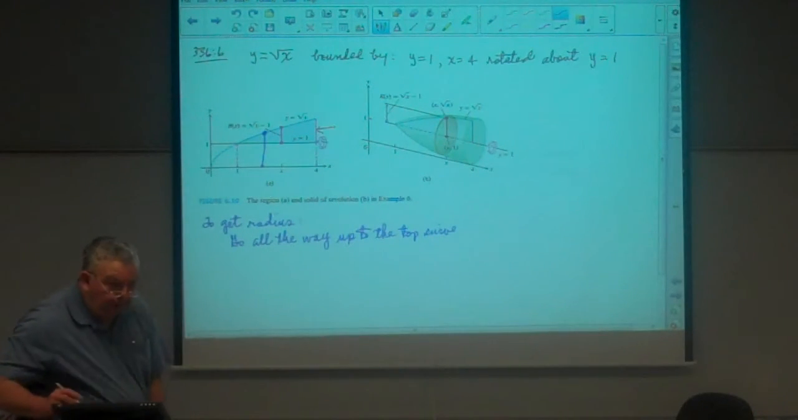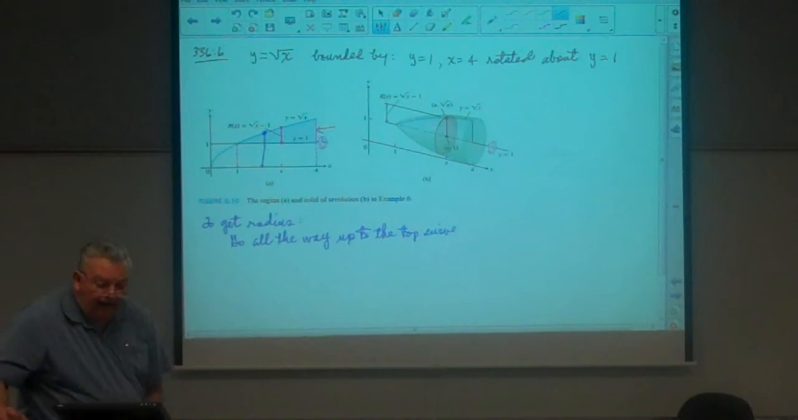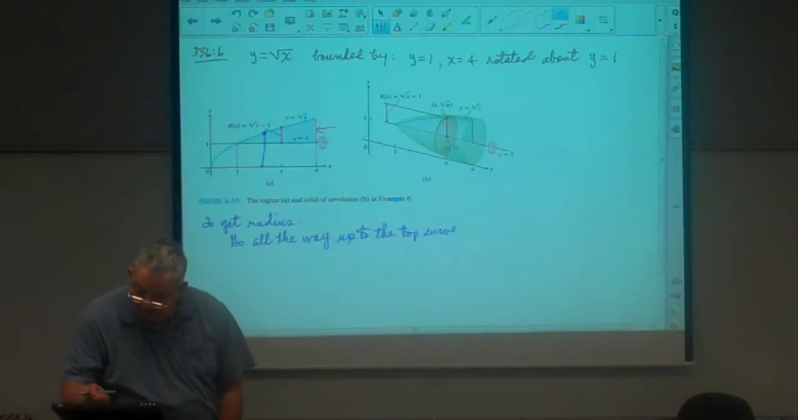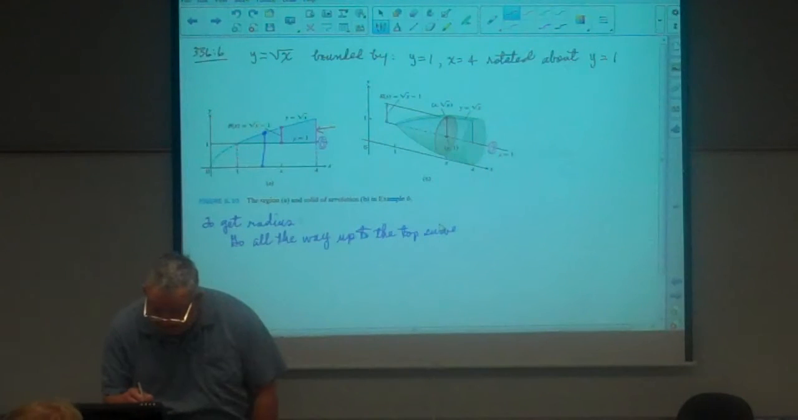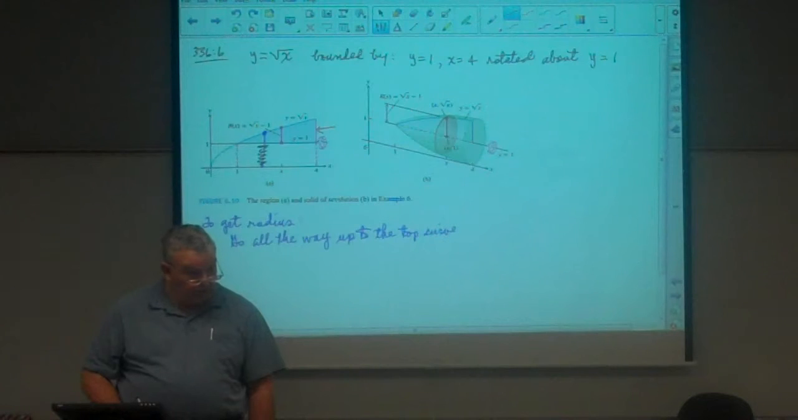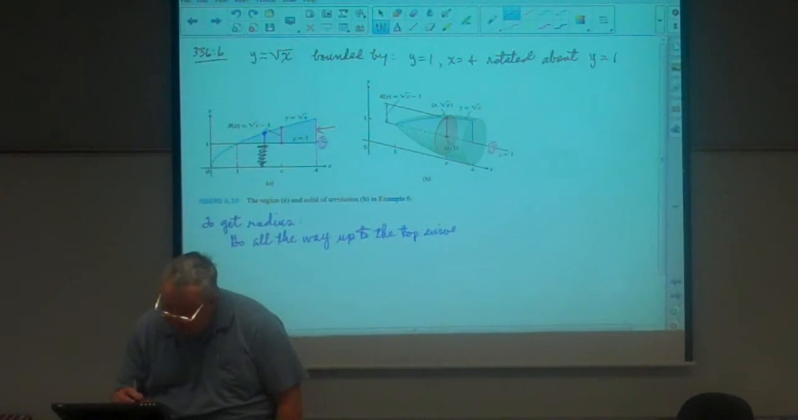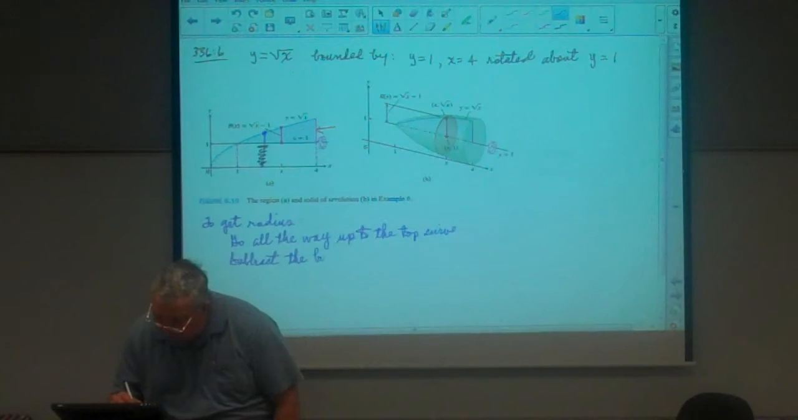Wouldn't that give you that blue line right there? Everybody agree? But I need to throw away this much of it, don't I? Agreed? So then, subtract the bottom boundary.